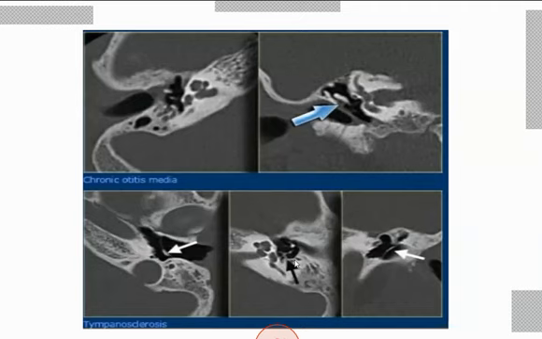And this is another view. This is the internal acoustic meatus, the middle ear cavity, and the mastoid bone which is closed. In the middle ear cavity, you are able to see the shadow of the ossicles, and this is the stapes, and this is the posterior semicircular canal. And this is another view where the tympanic membrane is thickened. There is no ossicular shadow. Evidence of tympanosclerosis.